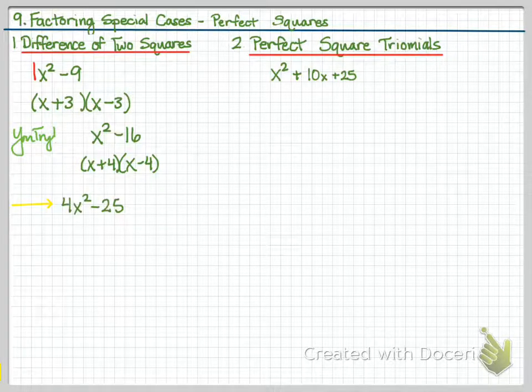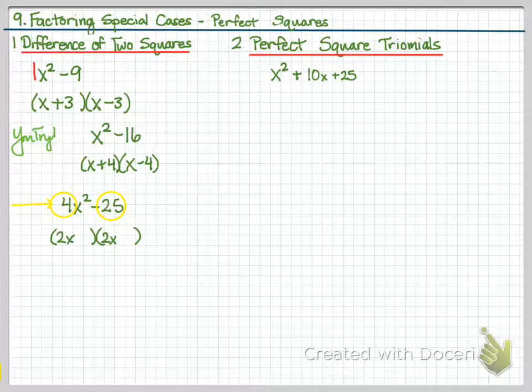So try again. Try 4x squared minus 25, where you now have a coefficient in front of x squared. We look at the two numbers, 4 and 25, and recognize that they are perfect squares. So in the two binomials, the 4x squared will become 2x and 2x. The negative 25 will become plus 5 and minus 5. So in the end, your b term will cancel out with 10x and negative 10x.